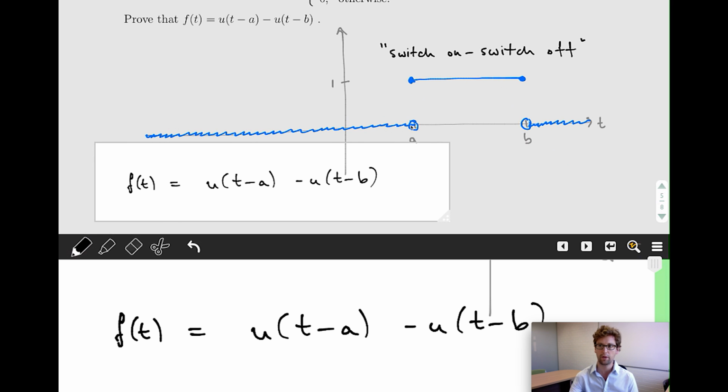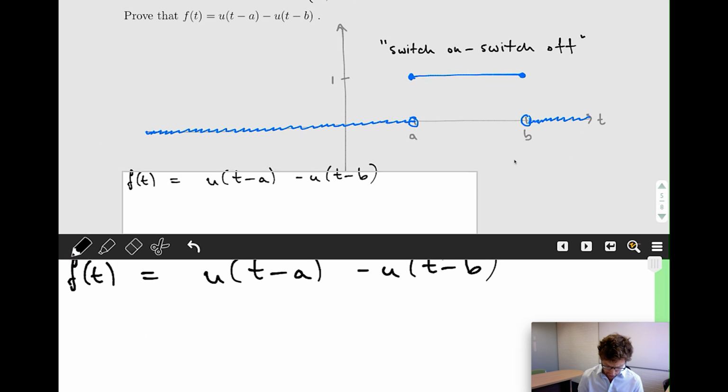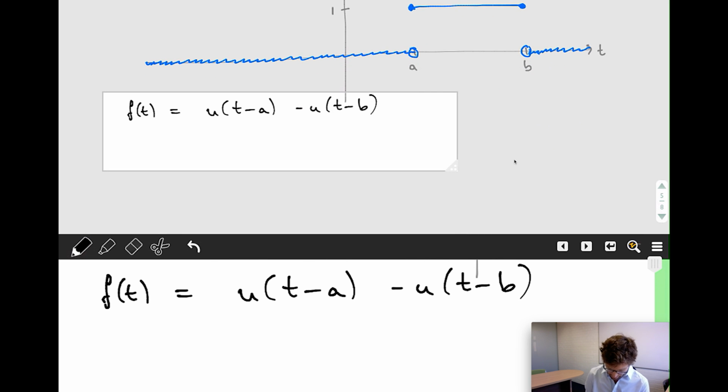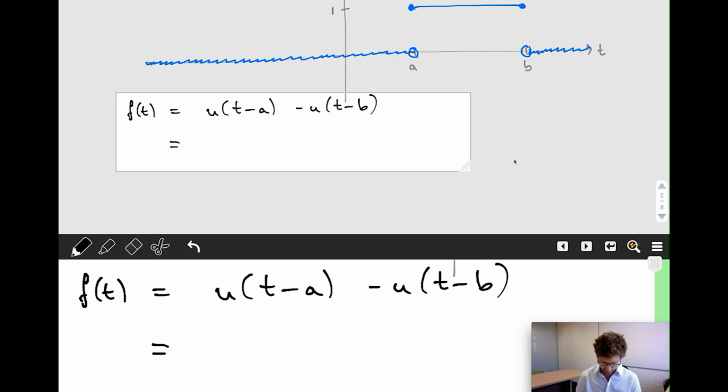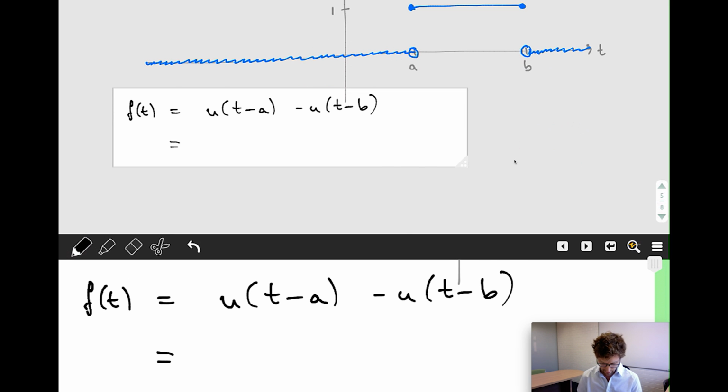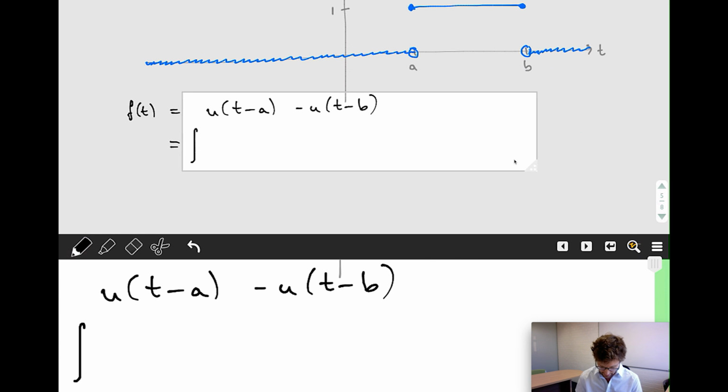So notice that this is the combination of two Heaviside functions. One function that switches it on at t is equal to a, and one function that switches it off again at t is equal to b. I'm going to show you that these combined Heaviside functions give us exactly this switch on, switch off behavior. And the way that I'm going to do that is by looking at this function as a piecewise continuous function. That is, I'm going to split up the possible values of t into the different ranges, and then figure out what this function expression should be. So let's look at the three different possibilities.